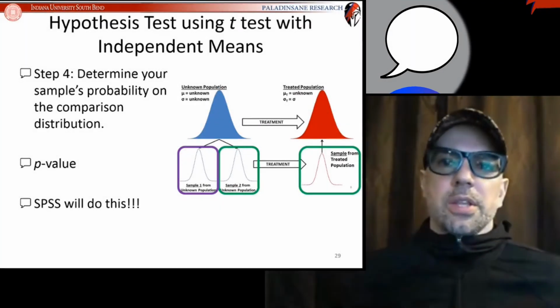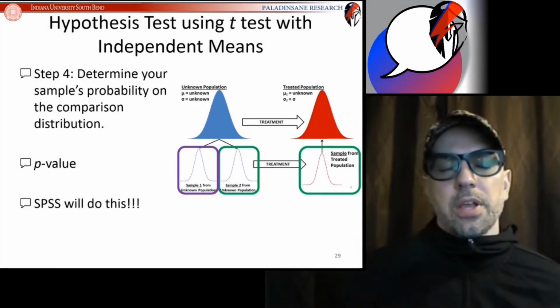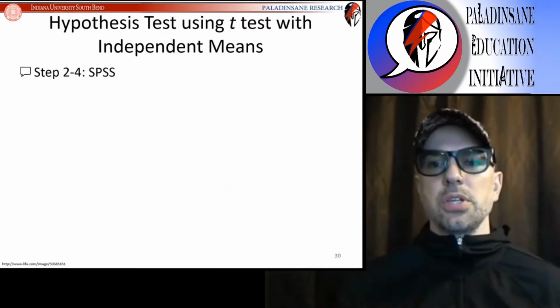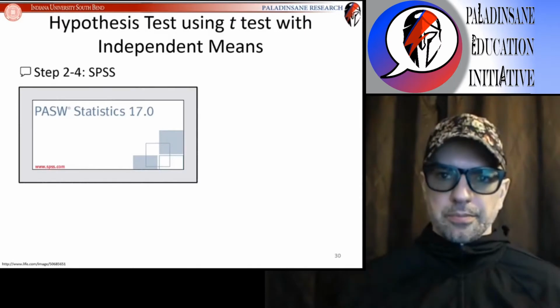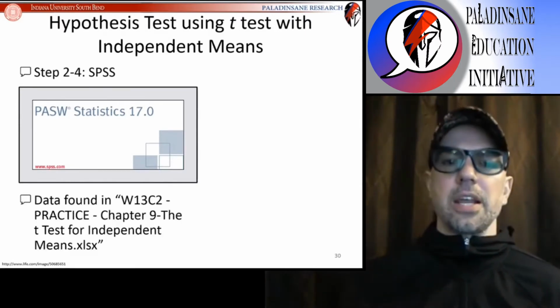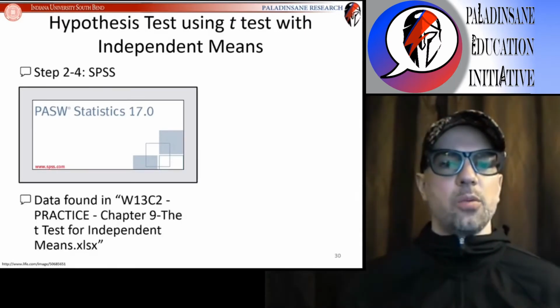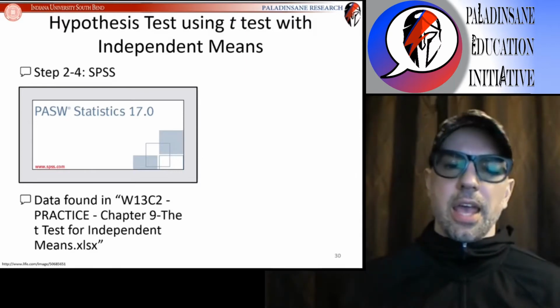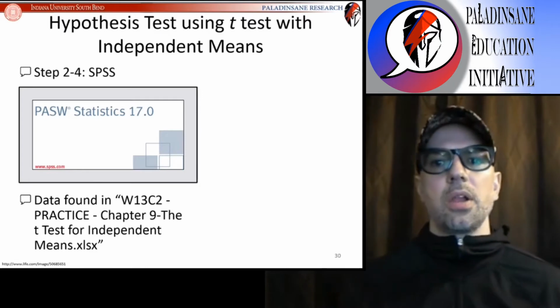So those are the steps that we need to do right now before we can go on to step 5. So let's take a look at how we do steps 2 through 4 in SPSS. The data for this can be found in week 13, class 2 practice, and that is in Canvas for you to download and follow along with.